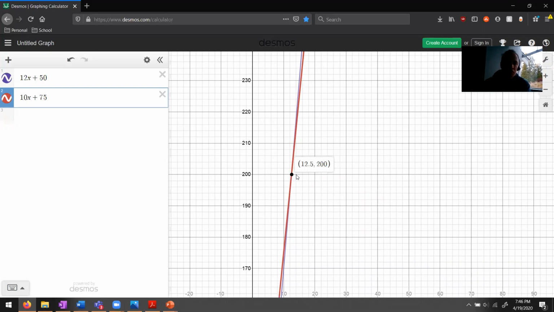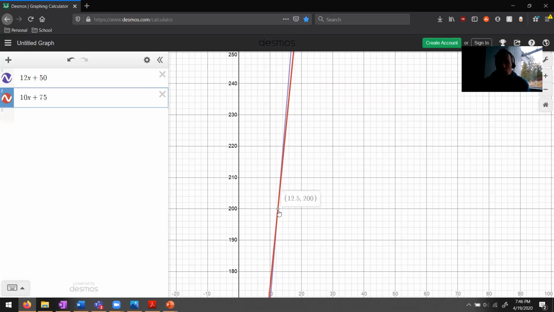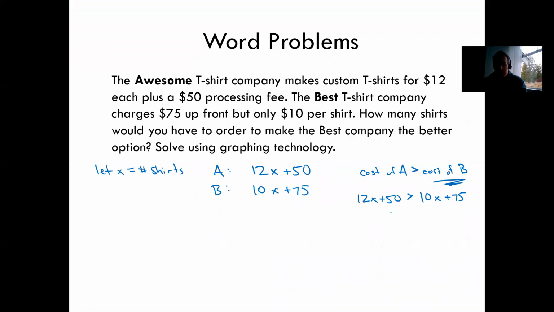So we can see they cross over each other at x equals 12.5. The Best company is the red line, and the red line is below the purple line. So the red line costs less. Keep in mind, this is a graph of cost. So what we can see is that when x is greater than 12.5, Best costs less than Awesome.